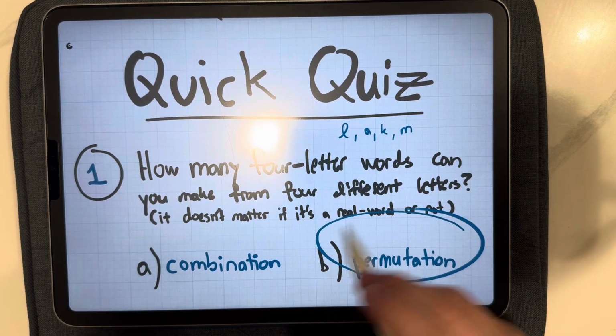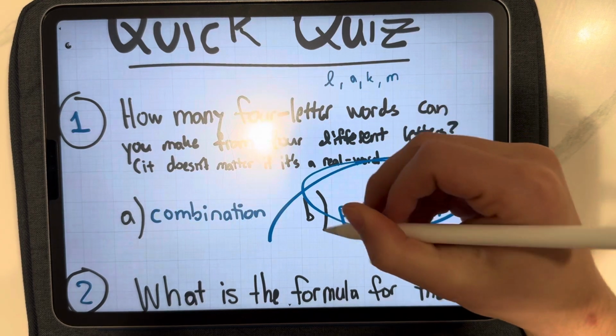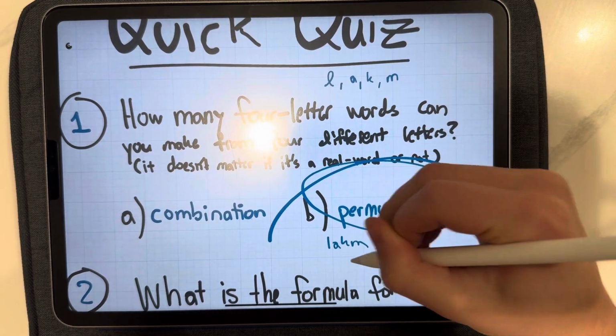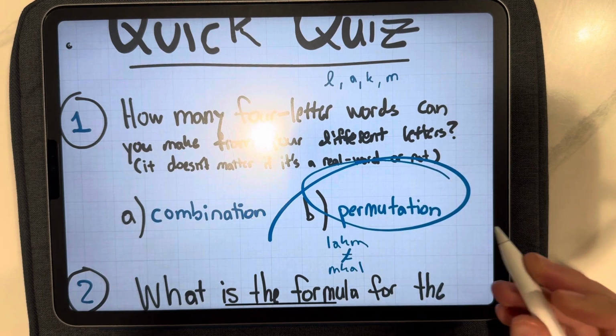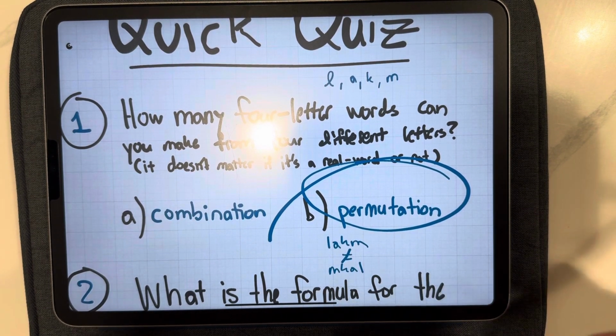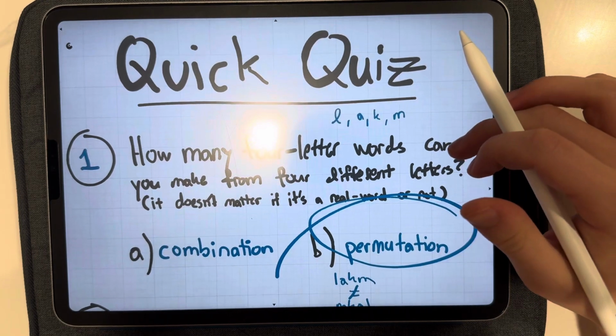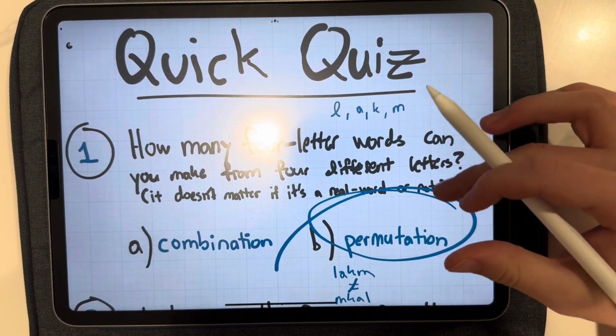And the answer is permutation. The reason why is if you make a word L-A-K-M, this is not the same as M-K-A-L. So the order matters because words in English have order of letters.